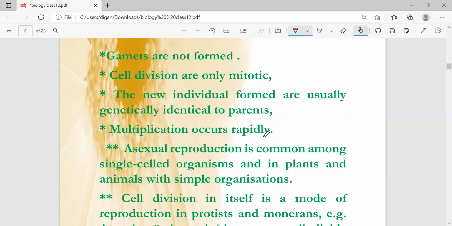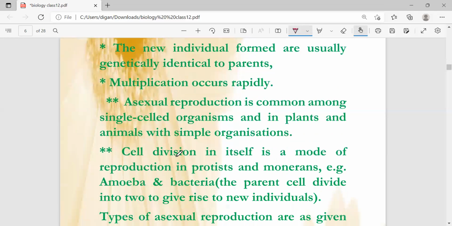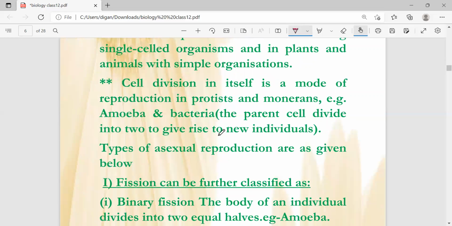Multiplication occurs rapidly. Next, asexual reproduction is common among single-celled organisms and in plants and animals with simple organization. Next, cell division in itself is a mode of reproduction in Protista and Monera. Examples are amoeba and bacteria.